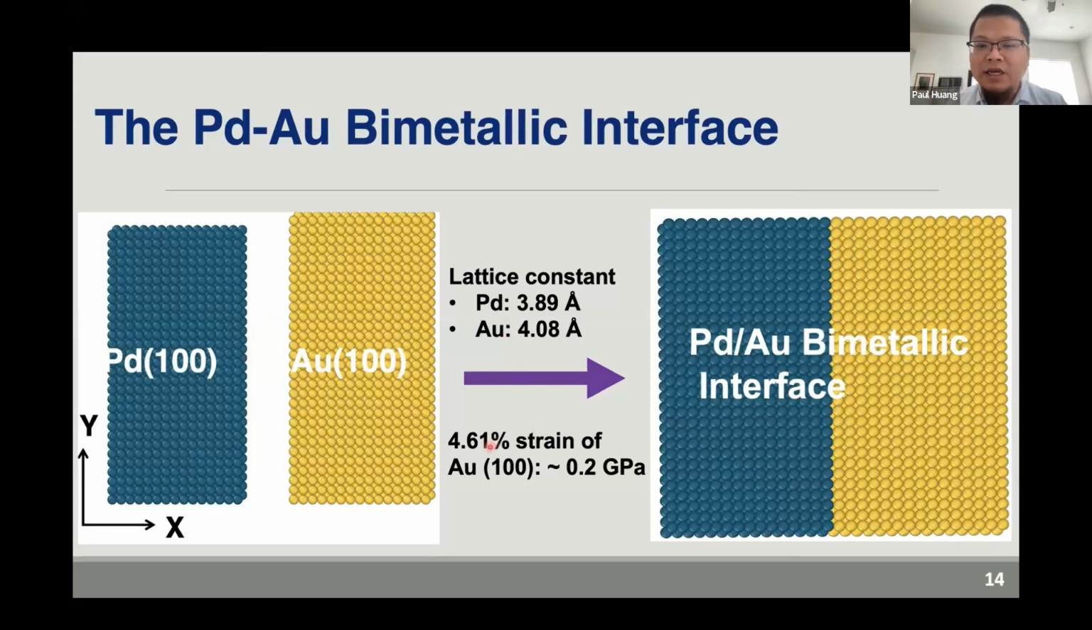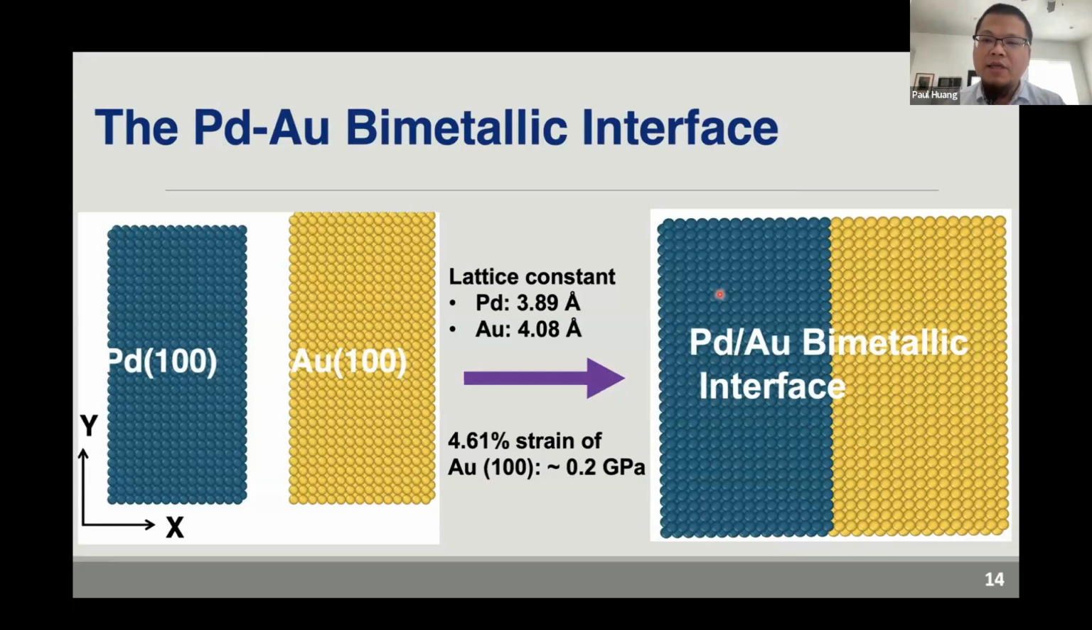So we estimate the constraint: in order to put them together, the pristine Pd(100) and the compressed Au(100), we have to apply that much strain to gold. And that's corresponding to 0.2 gigapascal. It's slightly large, but maybe in aerospace and some extreme applications, they are in the domain of that strain. So here is the model we are having. We compress the Au, we maintain the pristine Pd, and that's the model.